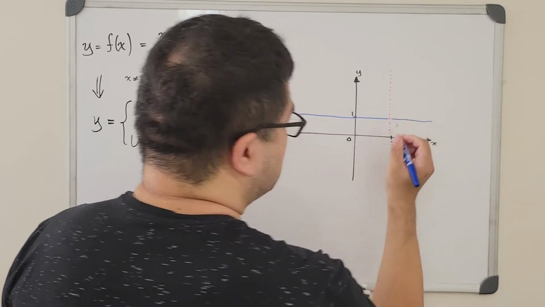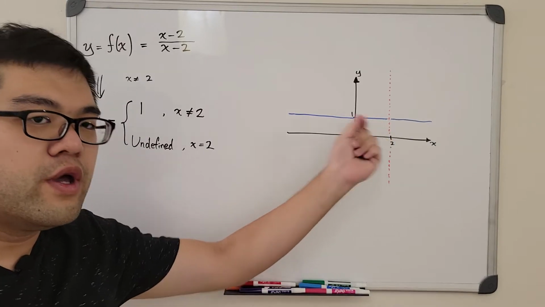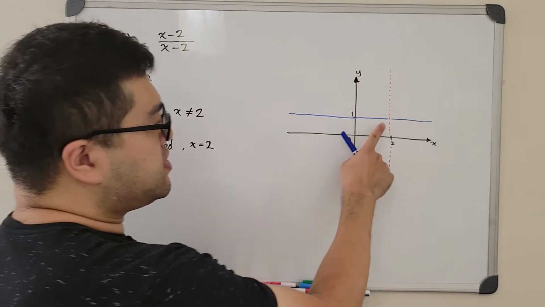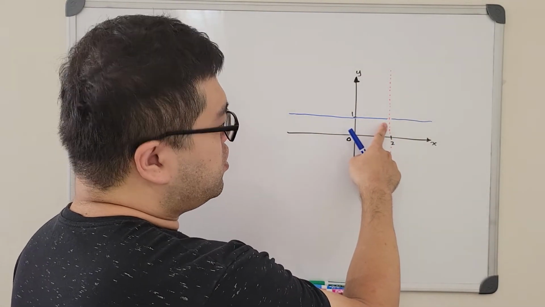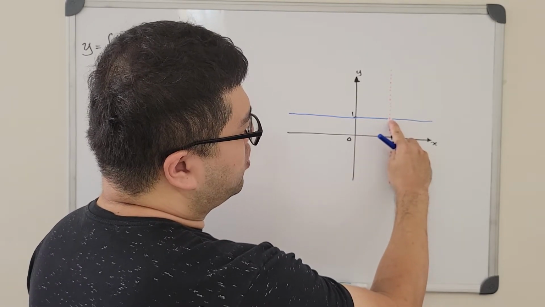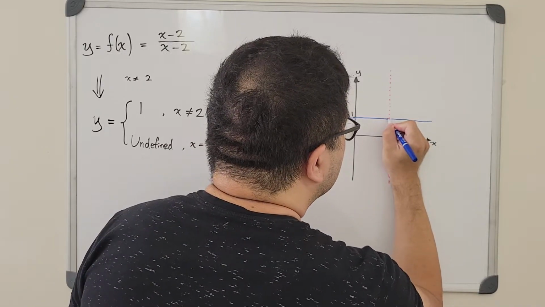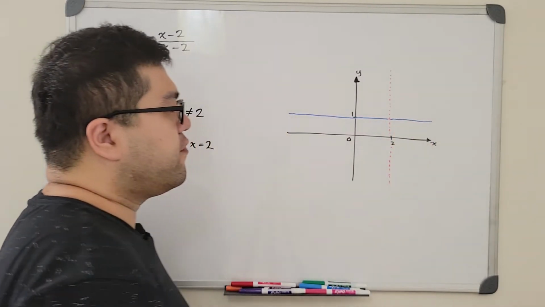So as long as it's not on this line, we still need to continue. But how close can we get? Is this close enough? No, right? Because we can see a gap in between, and we still need to fill in that gap there. Now, is this close enough?